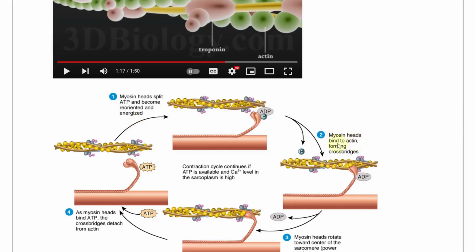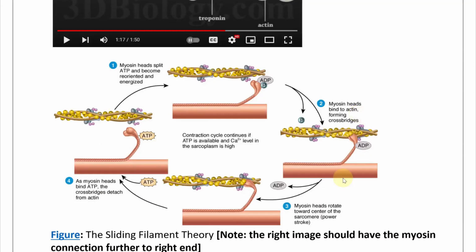And then number two, myosin heads bind to actin again, forming cross bridges. I believe that's just a bridge here. So there's two bridges over there. But then this one here should be to the right. It should be somewhere here actually, just in this illustration. I believe it should be here. So let's erase that. So it should be here. So note the right image should have the myosin connection further to the right. That is what I think.